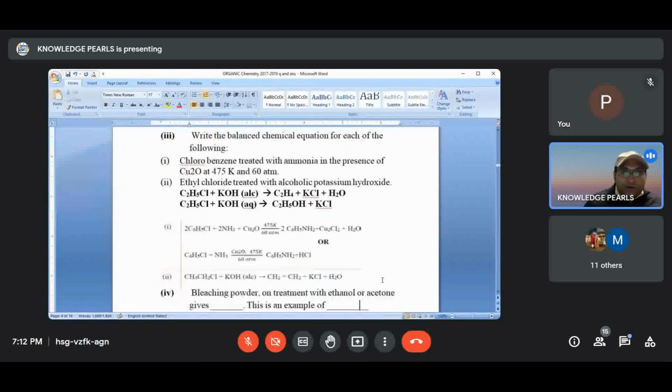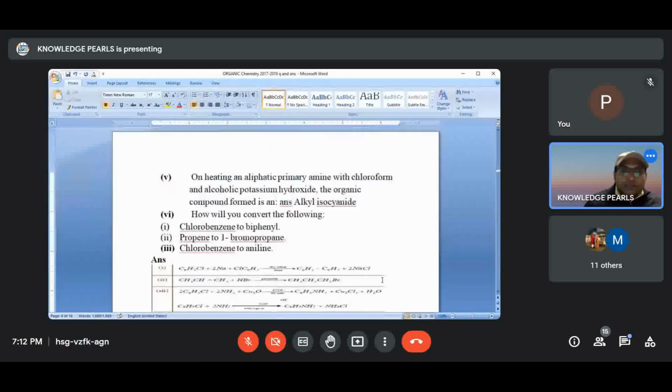Our question is this. Chlorobenzene to biphenyl. Which one? Has anyone given an answer? I have not seen the chat. Chlorobenzene to biphenyl. Which name reaction will be used?